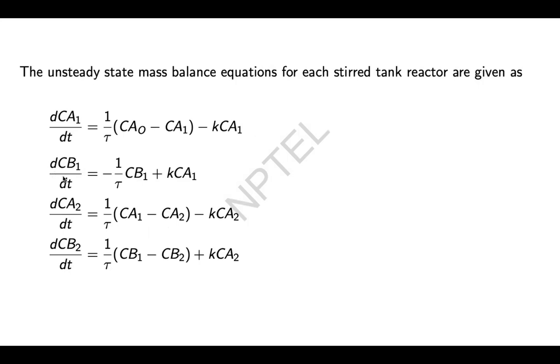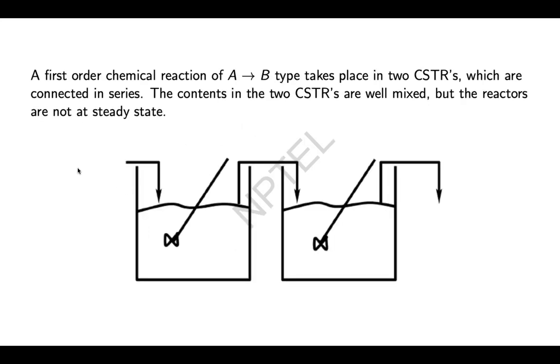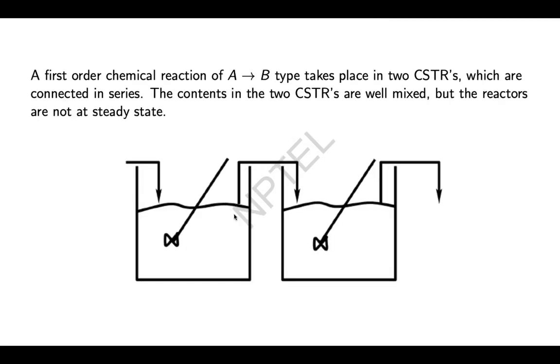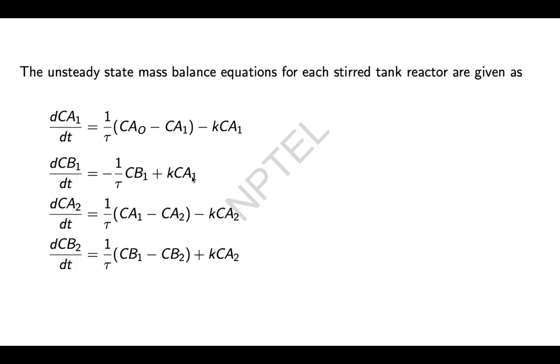Now coming to CB1, since A is reacting, B is forming. And you know that in the inlet, before the reaction, there is zero B. The B element is not there, so only in the outlet will you have B. You don't have CB0, you only have CB1. So it is 1 by tau times CB1, the concentration of B in the outlet of the first reactor. And then whatever is formed from the reaction, where A has converted to B, is accounted for here. That is k CA1.